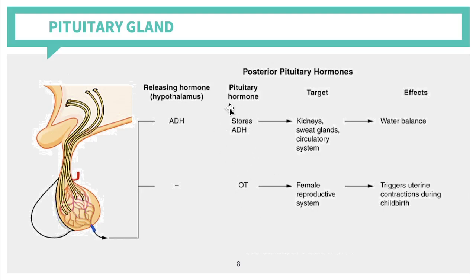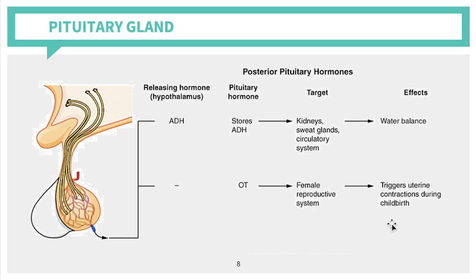Okay, ADH, what will be the target? It's going to be your kidney, your sweat glands, and your excretory system for water balance. Okay? Your oxytocin, on the other hand, targets the female reproductive system, which will trigger uterine contractions during childbirth.